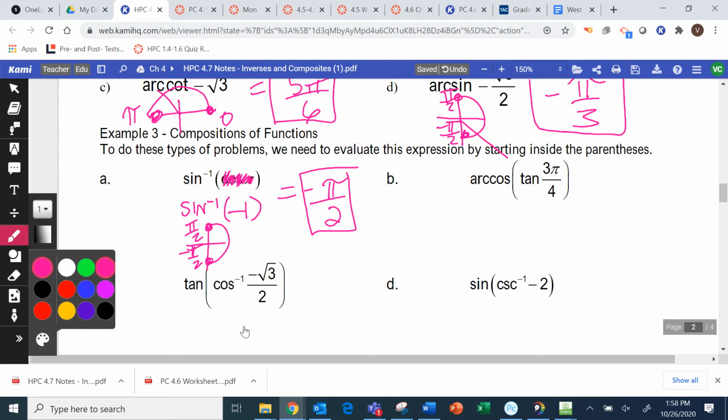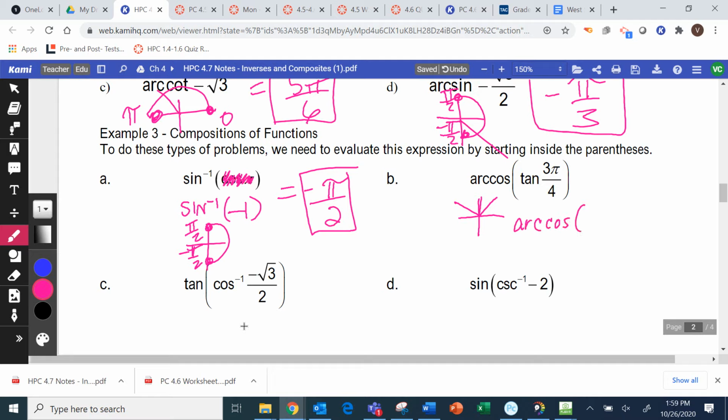All right, next question. I'm going to go on the inside first. I'm going to look at tangent, 3 pi over 4. All right, here's 3 pi over 4. That's going to be negative. -1. So now I forget that tangent 3 pi over 4 ever existed. Cosine inverse -1, what's the answer? Pi.